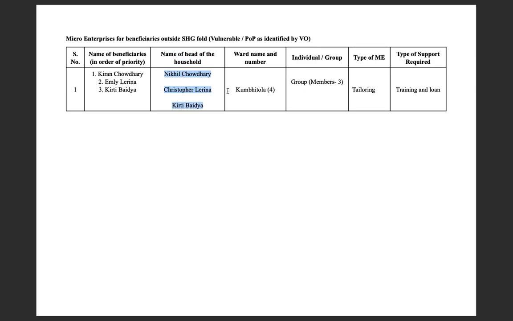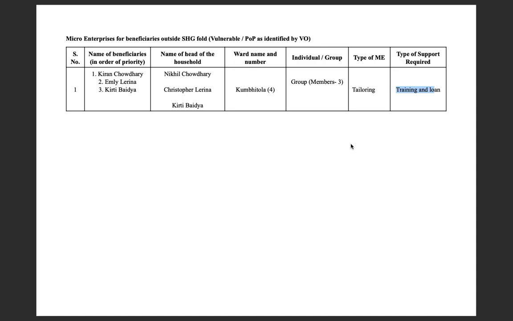Ward name and number can be written for any one member, and whether the group wants to take up a group micro enterprise, which is obvious here. So here we will write group and the total number of members in that group who would form and take up this micro enterprise. Under type of ME, the kind of ME they are interested in, and the support in terms of training, loan, subsidy or whatever. So this is how we do VO consolidation for entitlement plan as well as livelihood plan.